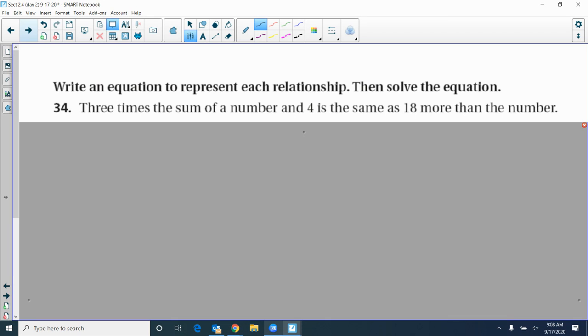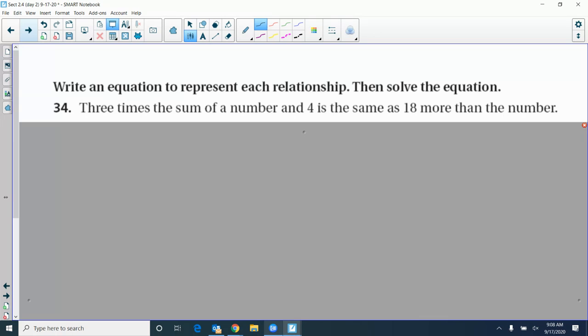3 times the sum of a number and 4 is the same as 18 more than the number. Okay, keywords: sum. Sum means what? Addition. All right, any ideas here for the equation? Okay, Zachary? Don't write it down yet till we determine whether it's right.